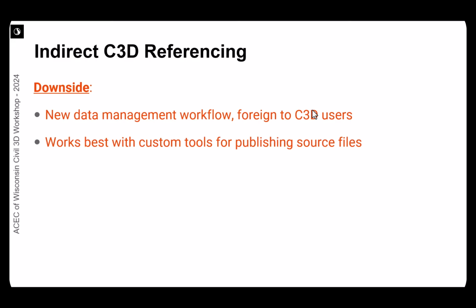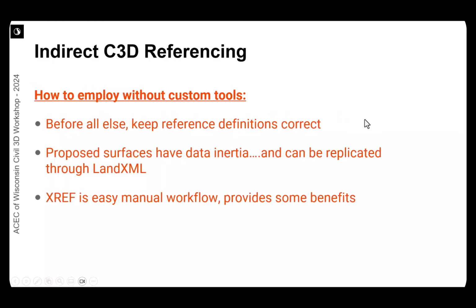One of the more significant downsides to indirect Civil 3D referencing is that it really does benefit most when you have custom tools that automate publishing processes for source files. And not everybody is going to be able to build those custom tools. So that's definitely a downside that I would like everybody to be aware of. However, I do feel that even without those custom tools, there are ways to use this idea in everyday Civil 3D work.